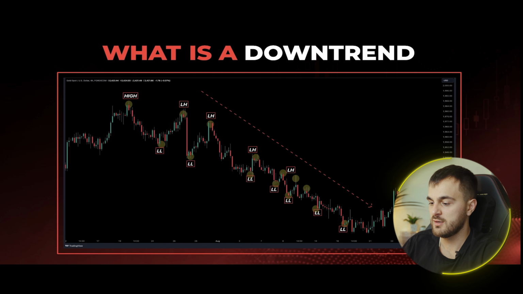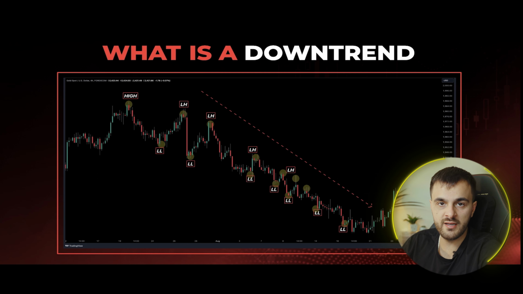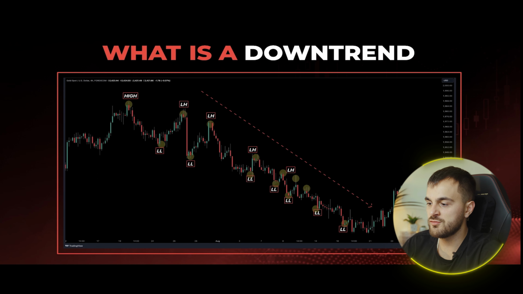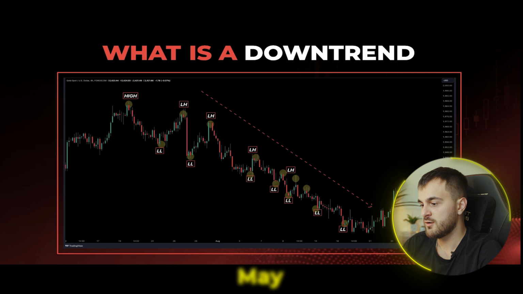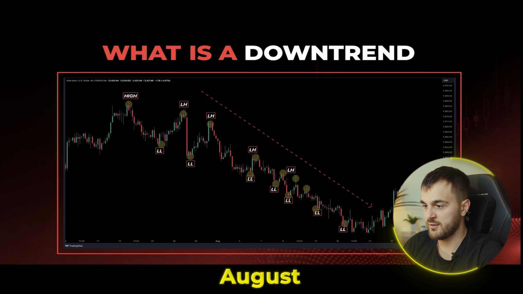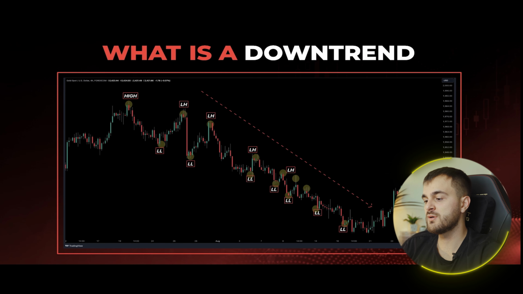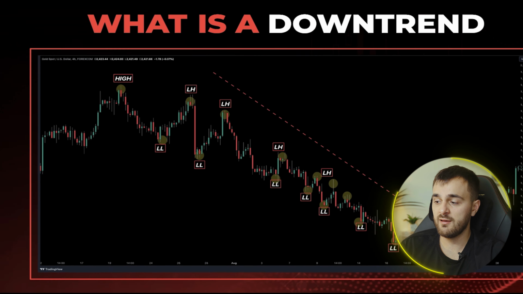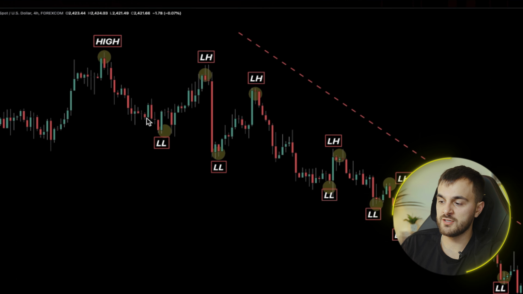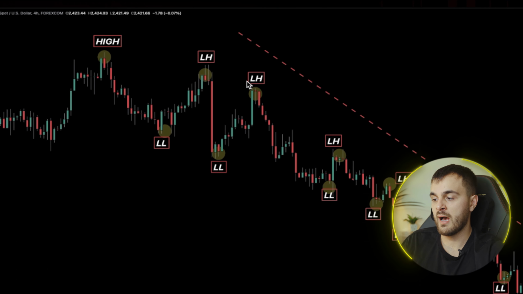Example here is a downtrend, the exact opposite of what we just looked at in the uptrend in May. If you saw May this year, gold went up for like 30 days. If you look at August here, we have a downtrend on the 4-hour chart. What is the market doing here? It's making a high, and that high is turning into a lower low, lower high, lower low, lower high, lower low.